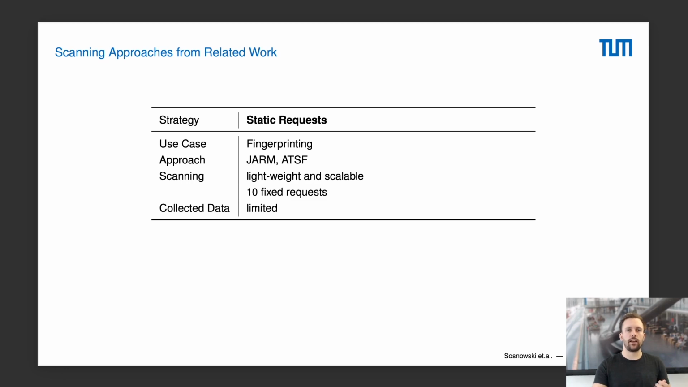And if we have a look at related work and how they collect this data, we basically see two main strategies. The first one uses static requests to collect this data. The main use case would be just fingerprinting. With approaches like YARM or active TLS stack fingerprinting, we shorten to ATSF in this work. And their scanning is very lightweight to be scalable. And they achieve this by using just 10 fixed requests per server. However, using just 10 requests will always limit the data you're able to collect.